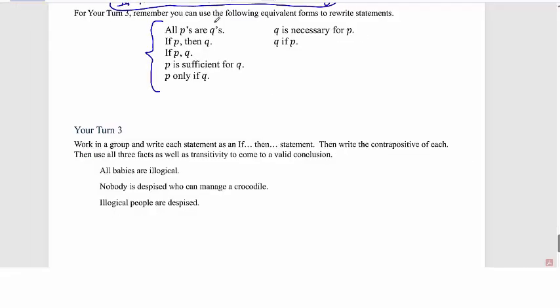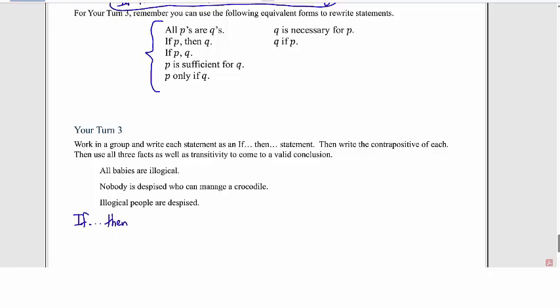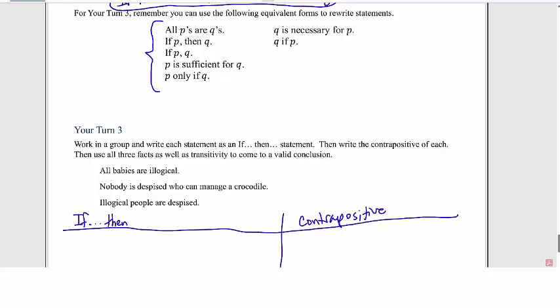I want to remind you that this is a multi-step process. So first you're going to change each of these statements to if-then form. And then you're going to find the contrapositive. And then you're going to make a chain reaction.